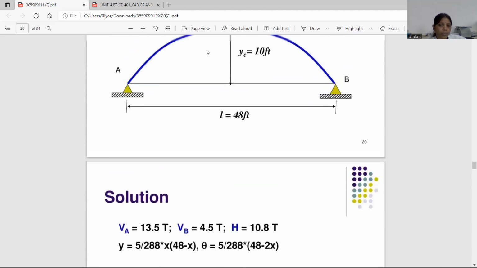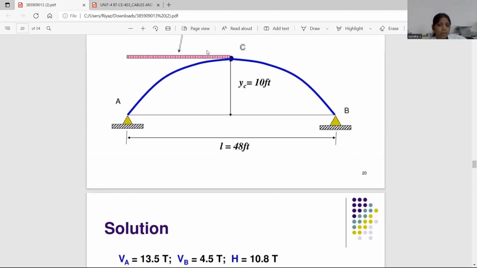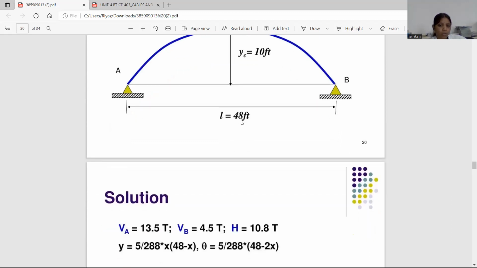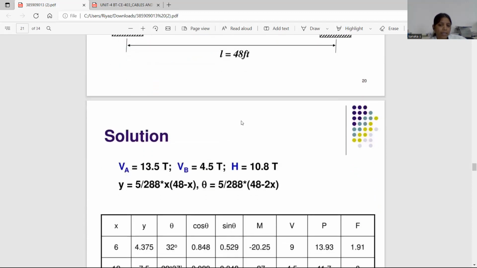So horizontal thrust H: moment about C equal to 0. So this point, I take the values of three points. So VB into 24 minus H into YC equal to 0. So find out the H, it is 10.8 ton.